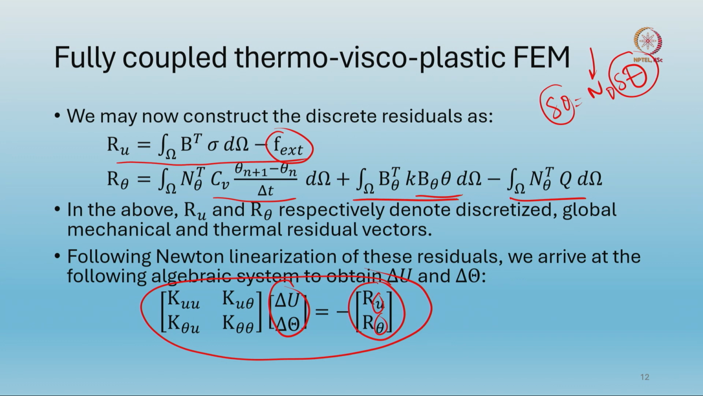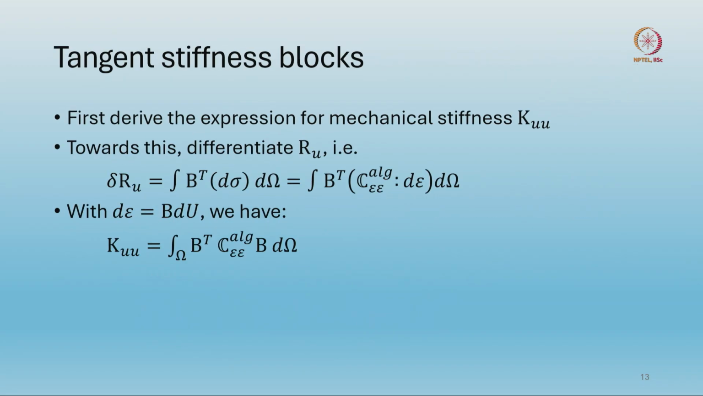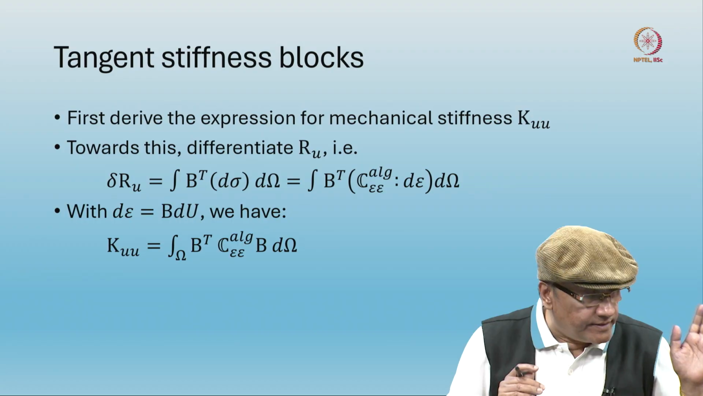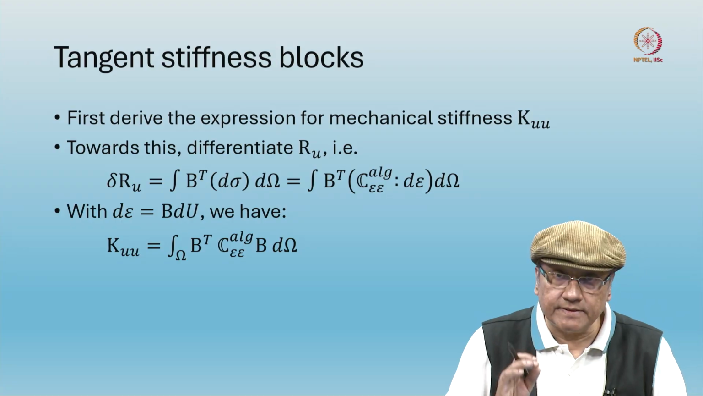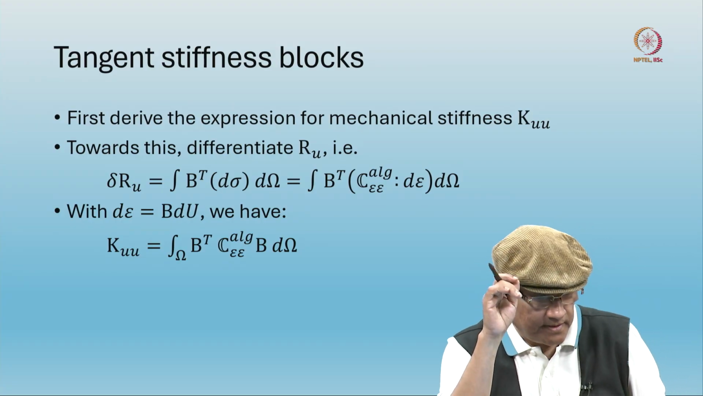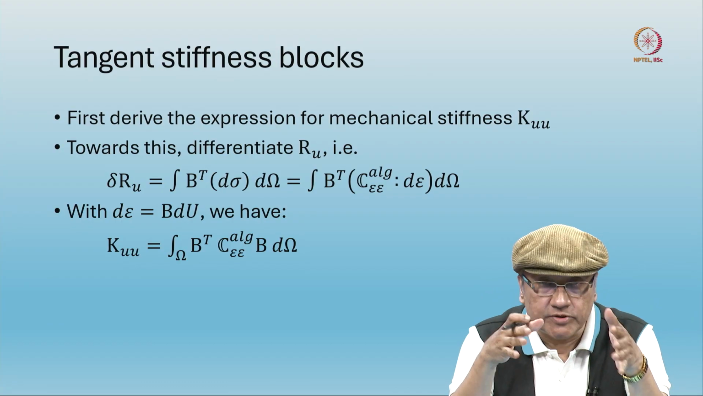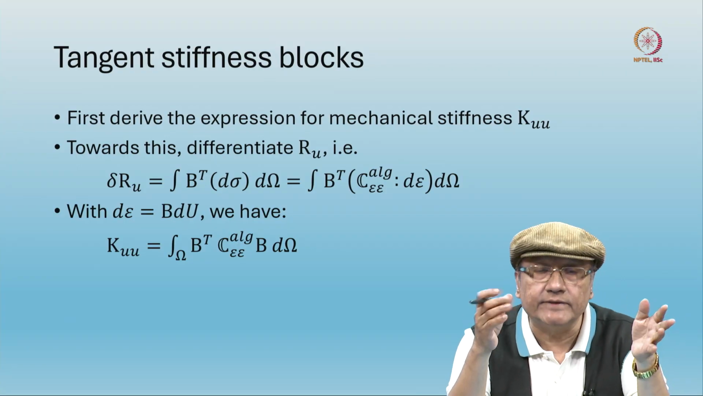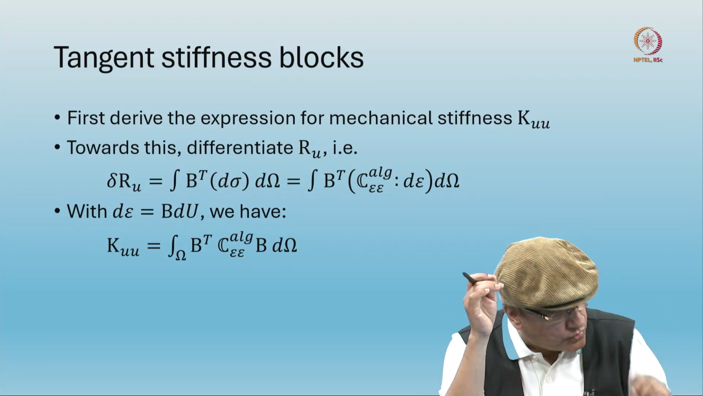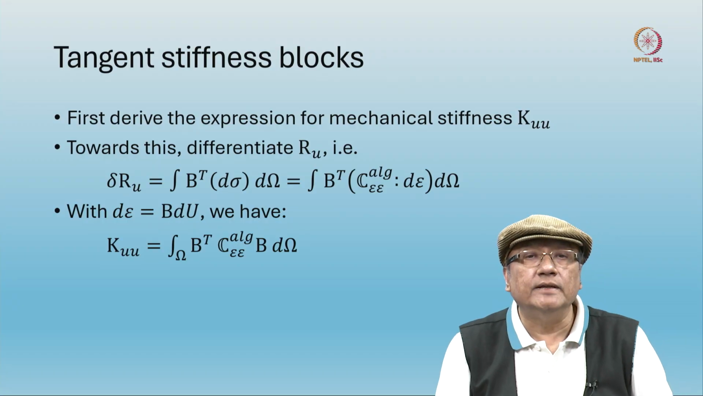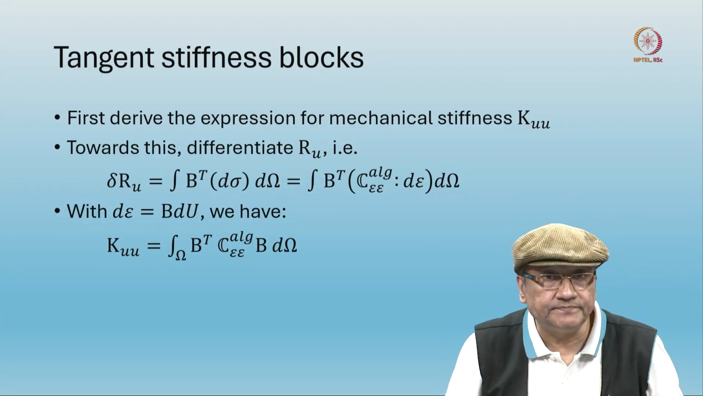So, we need all this K_uu, K_utheta, K_thetau and K_thetatheta for this purpose, right. So, now what we have to do is start deriving these quantities, that is not possible to cover in this particular lecture because it will take some time for us. So, what we will do now, we will shift it to the next lecture.